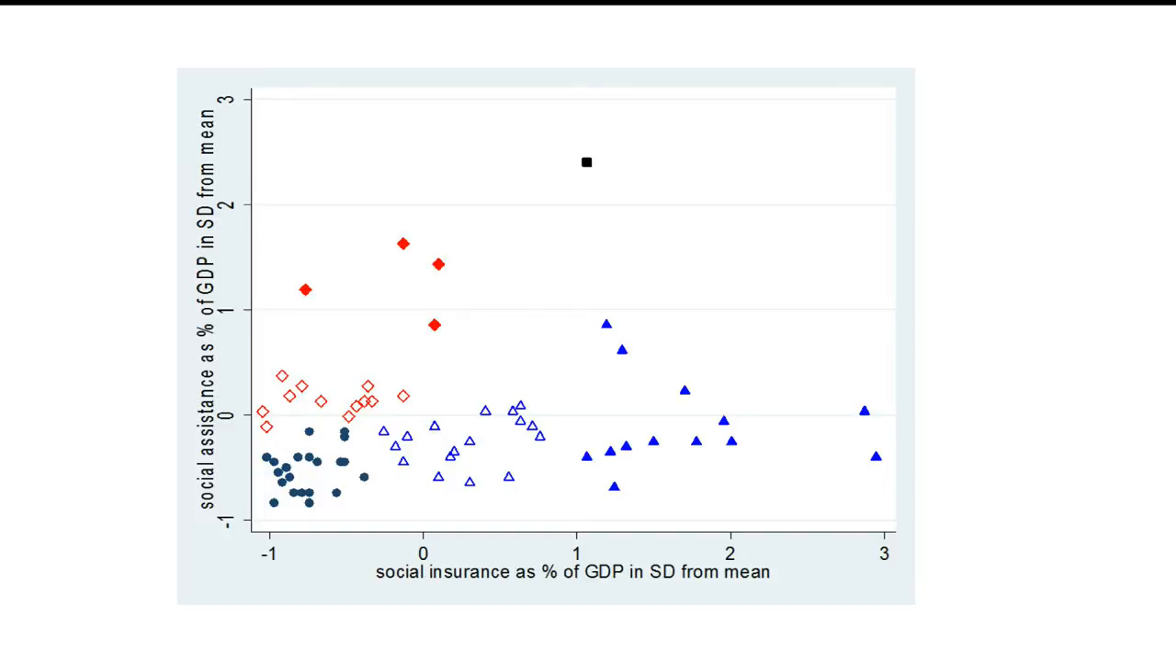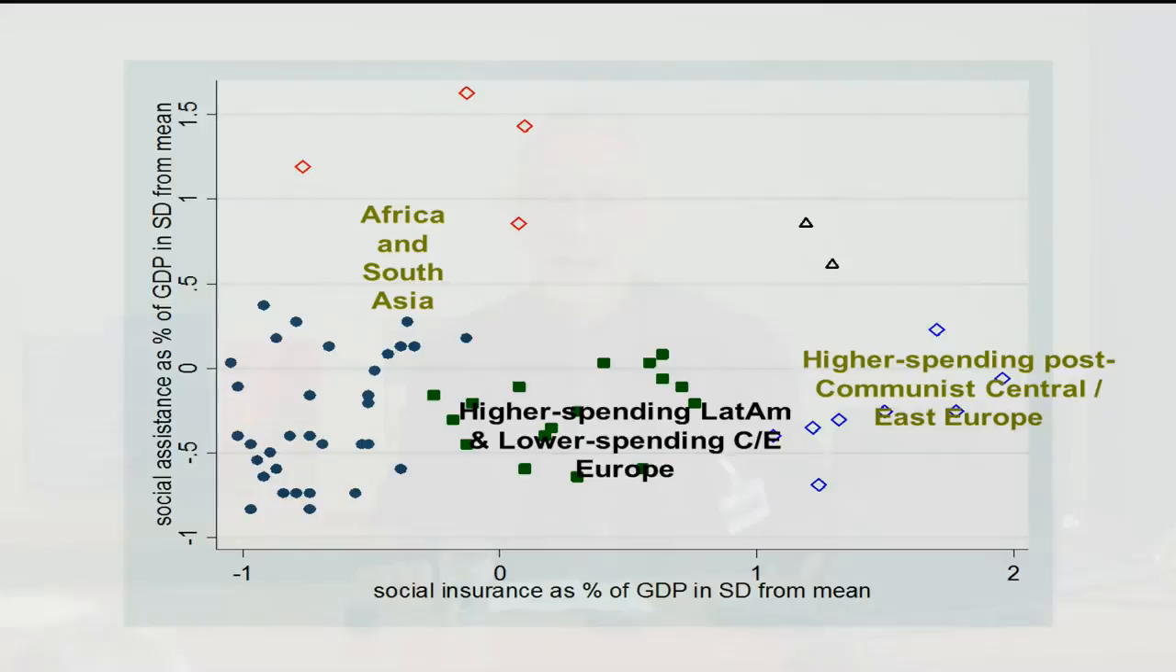What countries are where in the Weyland and Gosch data set? Well, unsurprisingly, post-communist Central and Eastern Europe is on the bottom right. The higher spending countries in Latin America, such as Brazil, are quite a long way to the right. Most of Latin America is in the bottom middle, and Africa and South Asia is moving up on the left-hand side. So quite distinctive patterns here. There's a lot of missing data here. For the countries that I've investigated, when we put in missing cases, it just confirms this general picture.